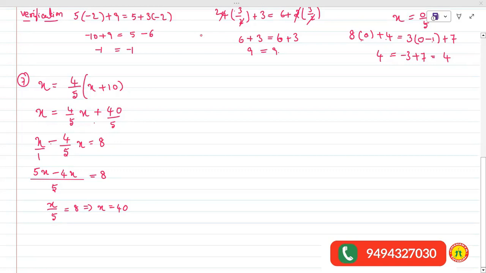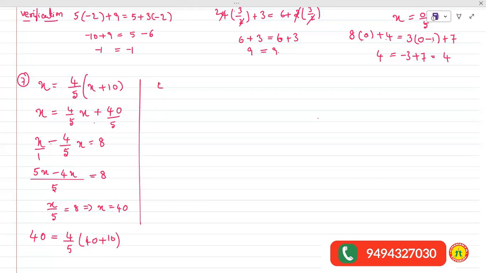There is another method for this. Ashwath Reddy, very good. Now, the x value 40 we substitute here. So 40 equals 4 by 5 into 40 plus 10, that is 4 by 5 into 50. 5 tens are 50. Yes, sir. 4 times 10 is 40. So LHS and RHS both are the same.